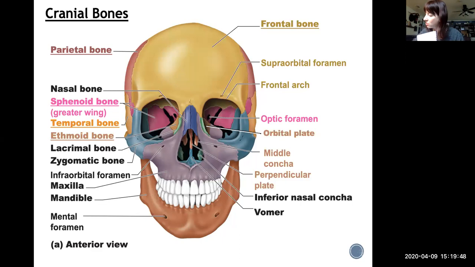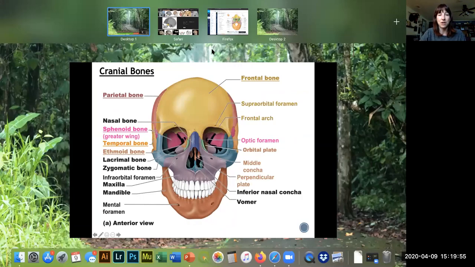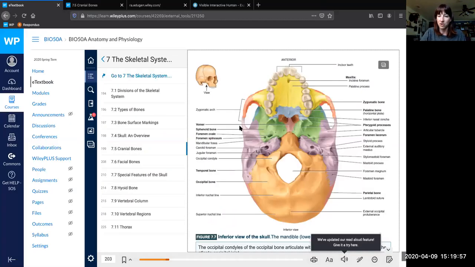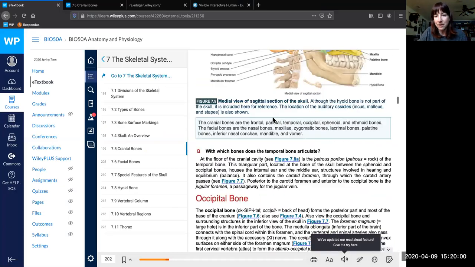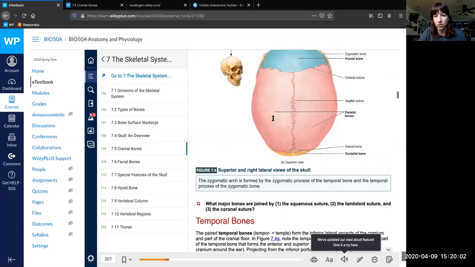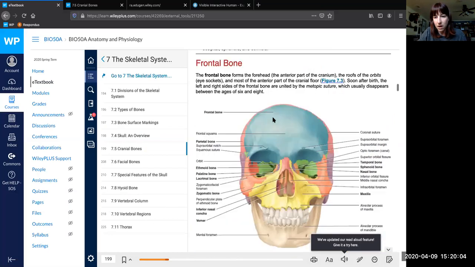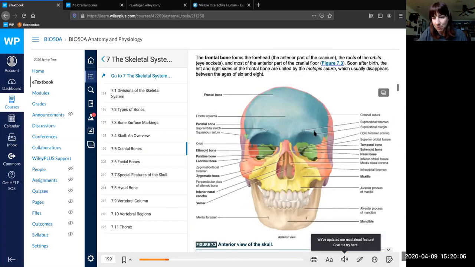Where's my beautiful picture? There it is. Yeah, so it's also known as the supraorbital margin. So in your textbook, it is referred to as the supraorbital margin, but your lab is calling it the frontal arch. So I called it the frontal arch, but it's the same thing as the supraorbital margin. That's the frontal arch. Same thing. It's basically your brow bone, okay? Is the frontal arch or the supraorbital margin.